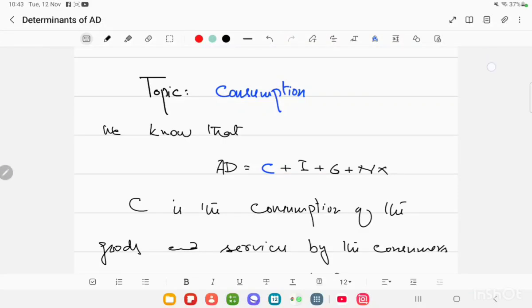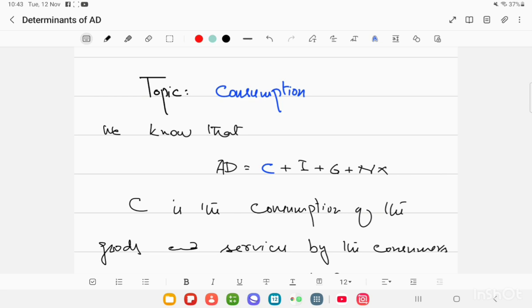We are going to study the components of aggregate demand. That is, first of all, we will study consumption. Actually, before going into the details of the multiplier model, we need to study what is meant by consumption and saving.